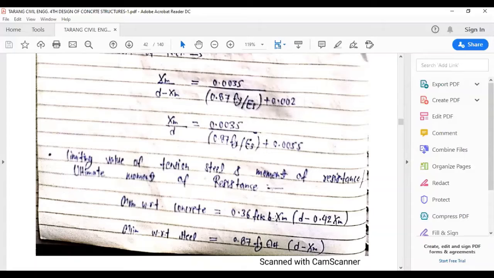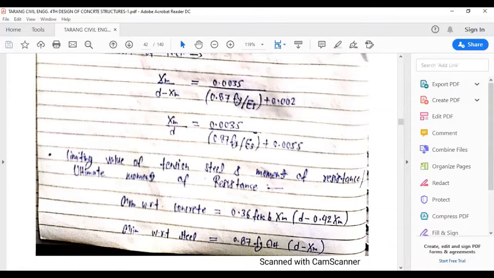The value of xm for different yield stresses of steel is given in IS code. For example, for Fe250 it is 0.53 d, for Fe415 it is 0.48 d. So you can check and see the values from codes. Next is limiting value of tension steel and moment of resistance, or ultimate moment of resistance.